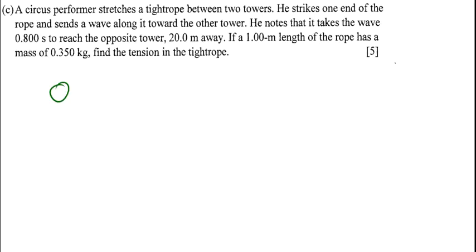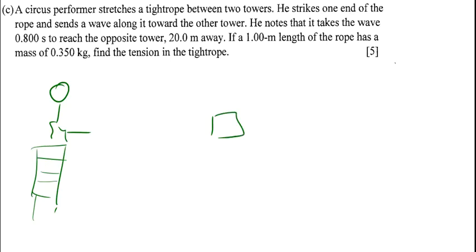So here is a person, okay, let's say that this person is standing, this is the tower, okay, so let's say here is another tower to the other side. So you strike, there is going to be a wave which is going to be generated. Okay, now we have been told that we're going to have the speed.